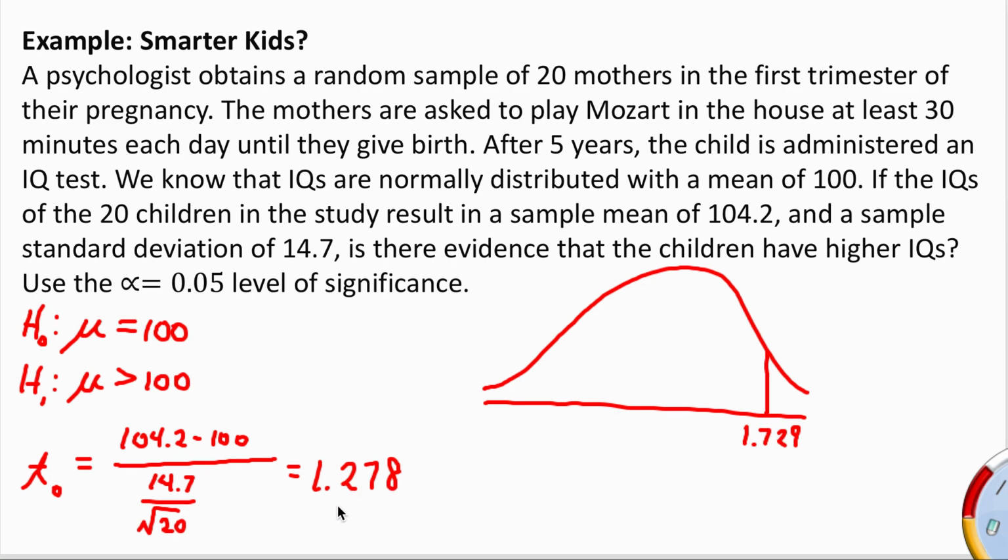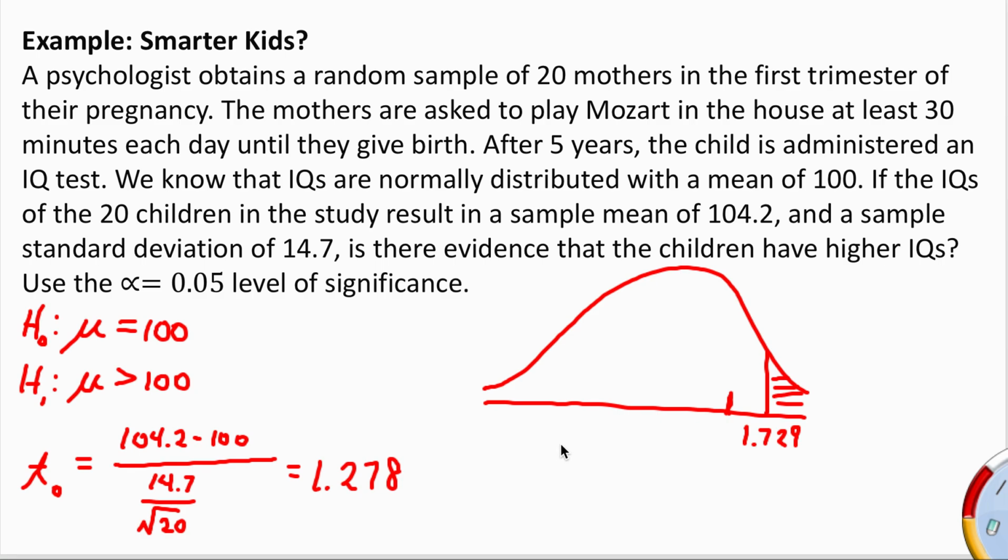Okay, so this is 1.278. It's on this side of it. It is not in the critical region, so we do not reject the null hypothesis. Do not reject the null hypothesis. Don't accept it, just don't reject it.